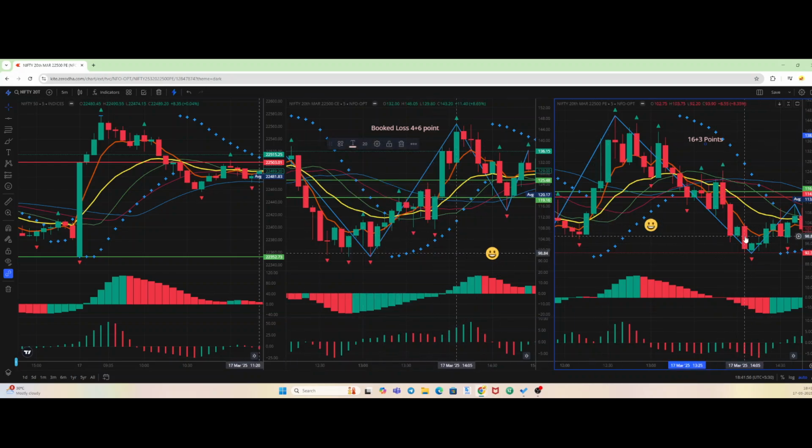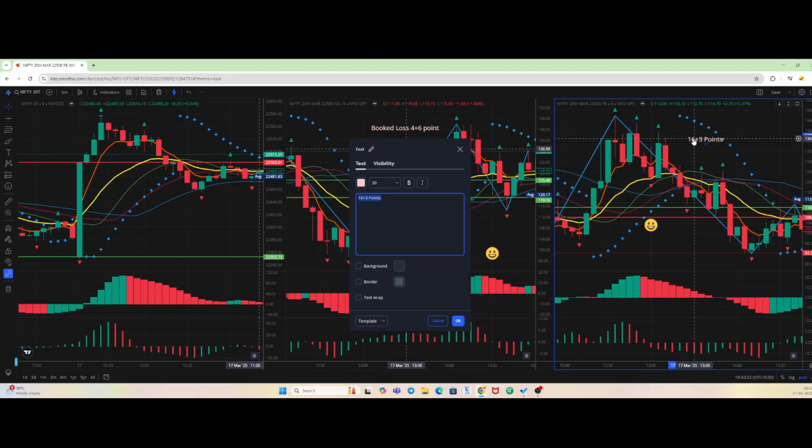Then again, if you see indicator support, here in this area there is indicator support. Then again we entered in this area, below this one. Here also after entry we immediately got a reversal, so we waited for the reversal, a little while. Then after coming below cost, here also we booked another 4 points.